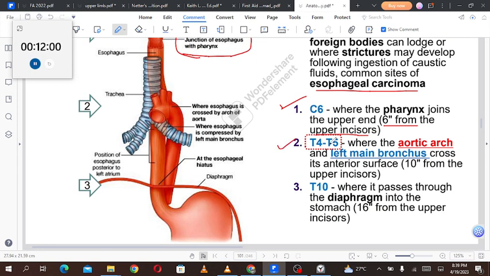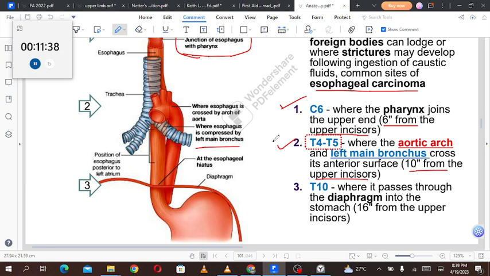Secondly, at the T4 or T5 level, where the aortic arch and left main bronchus cross its anterior surface, that is 10 inches from the upper incisors. So at that particular position, there can be a constriction in the esophagus.